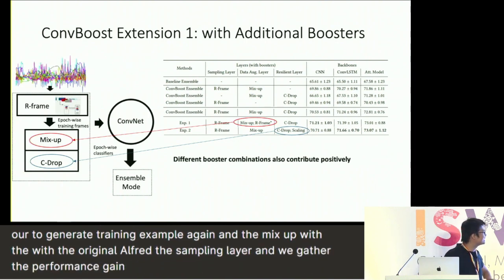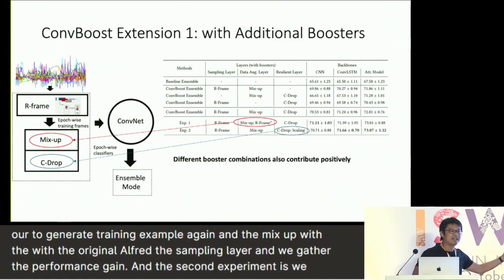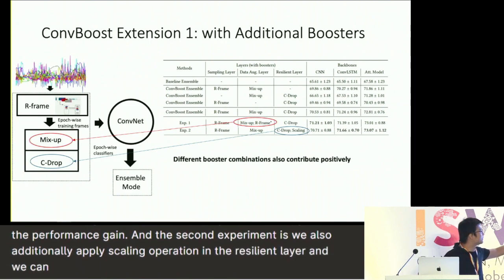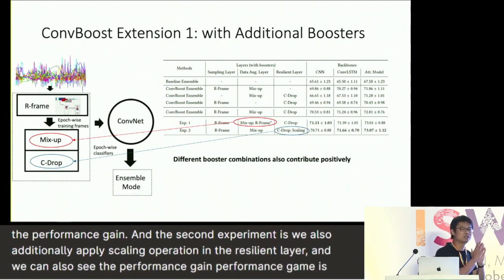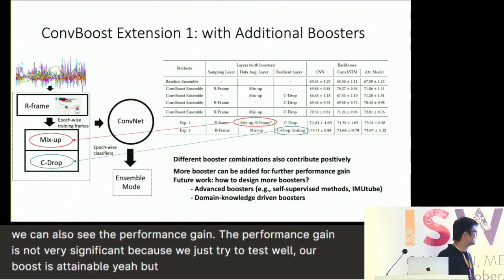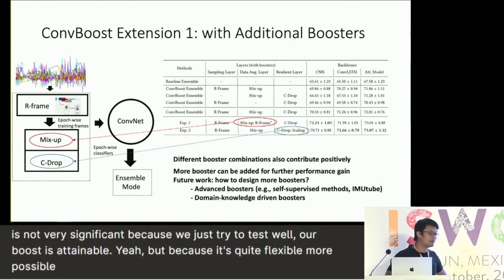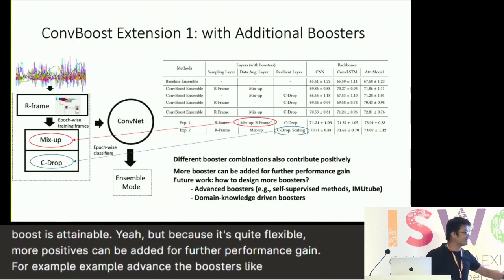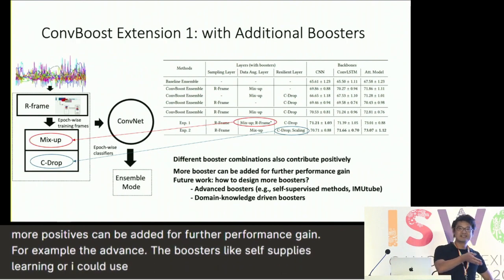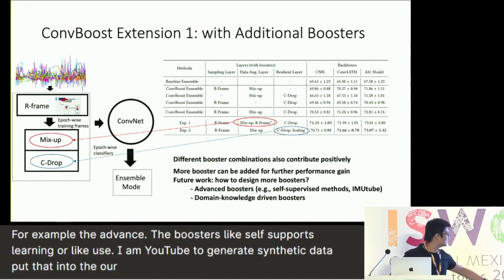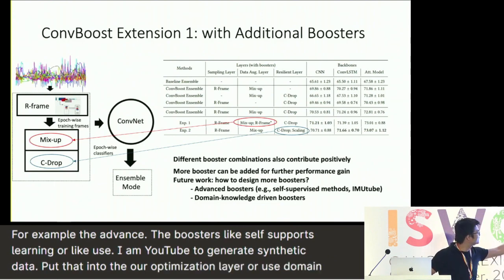And the second experiment is we also additionally apply scaling operation in the resilient layer. And we can also see the performance gain. The performance gain is not very significant because we just try to test whether our boost is extendable. But because it's quite flexible, more boosters can be added for further performance gain. For example, advanced boosters like self-supervised learning, or using YouTube to generate synthetic data, put that into our data augmentation layer, or use a domain knowledge-driven booster, put that into the resilient layer.